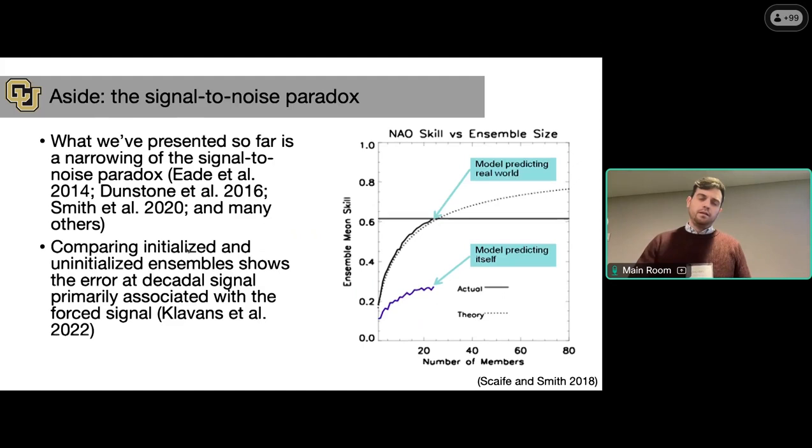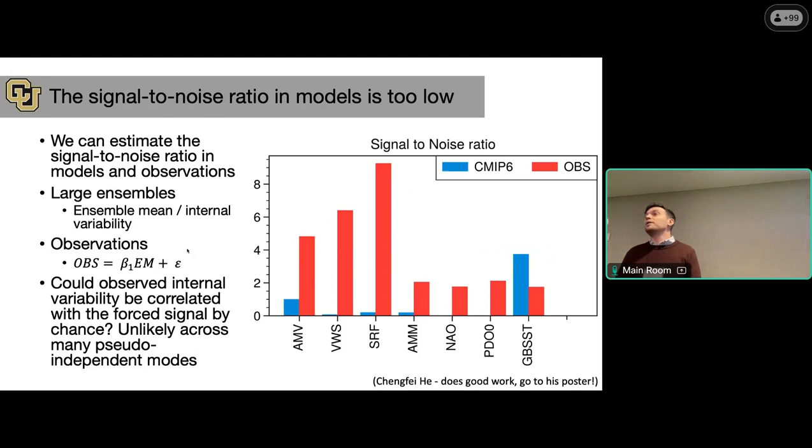So we've been talking a lot about the signal-to-noise ratio. Is it too low in models relative to observations? Why don't we just calculate this? Chengfei did a really nice plot of this that summarizes a lot of our work. He has a poster; you should go visit it later. Chengfei, do you have supplemental material that you've posted? That's awesome. For large ensembles, which are in the blue bar, we can really easily calculate the signal-to-noise ratio. We just take the variance of the ensemble mean and divide it by the variance of the internal variability in models, and you get those blue bars, which are very small and sometimes hard to see.